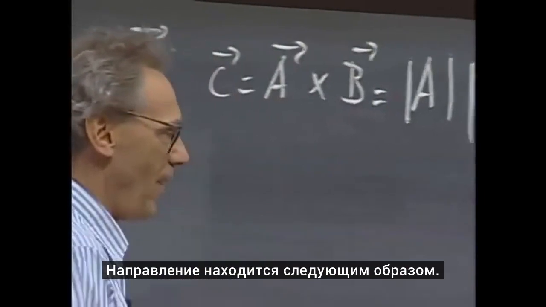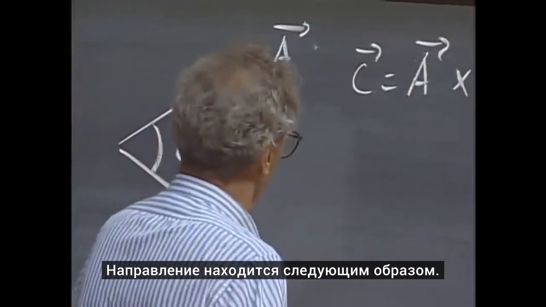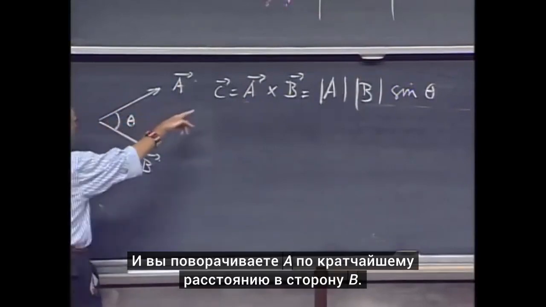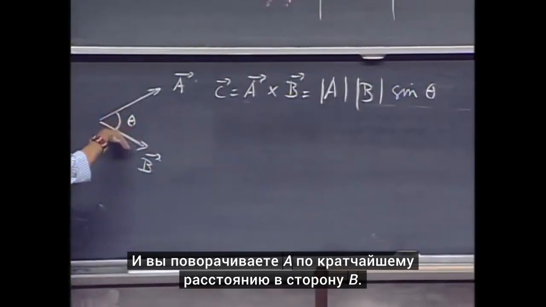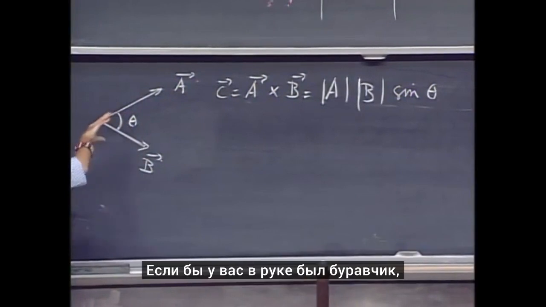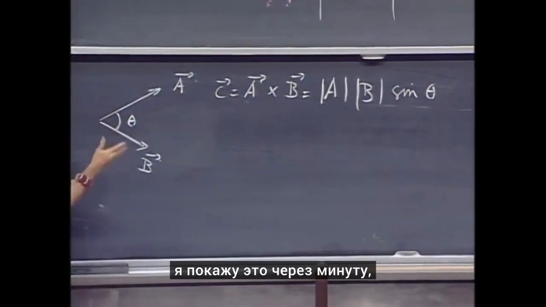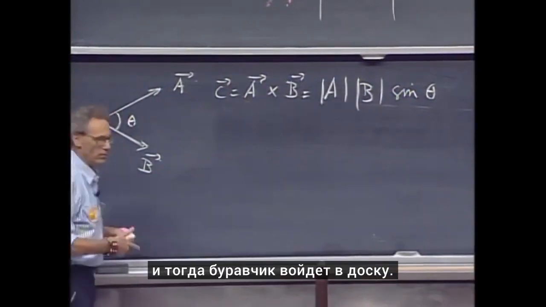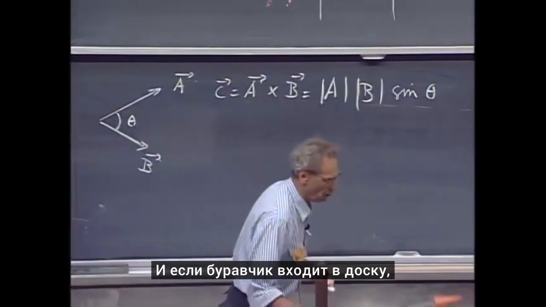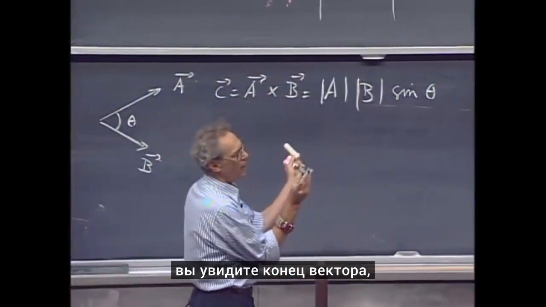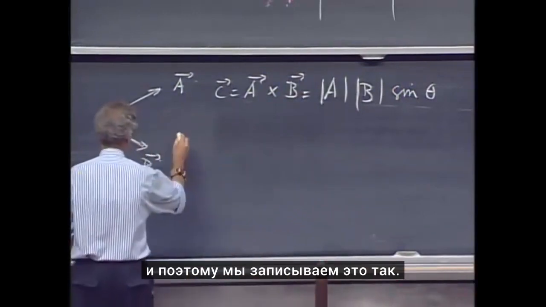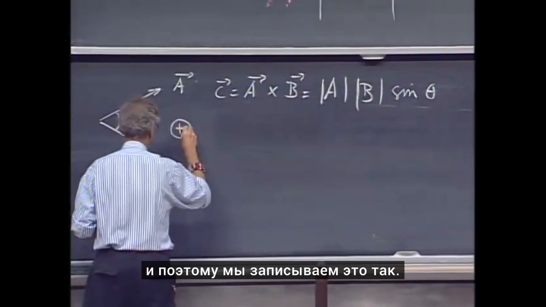The direction is found as follows. You take A, because it's first mentioned, and you rotate A over the shortest possible angle to B. If you had in your hand a corkscrew, and I will show that in a minute, then you turn the corkscrew, as seen from your seats, clockwise, and the corkscrew would go into the blackboard. And if the corkscrew goes into the blackboard, you will see the tail of the vector, and you will see a cross, a little plus sign, and therefore we put that like so.